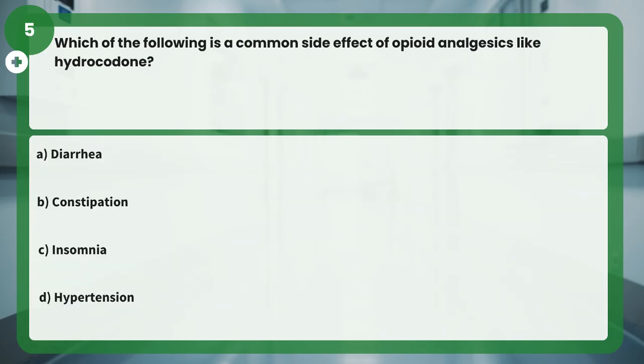Question 5. Which of the following is a common side effect of opioid analgesics like hydrocodone? A. Diarrhea. B. Constipation. C. Insomnia. D. Hypertension.